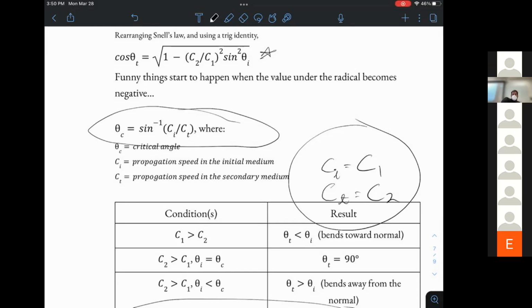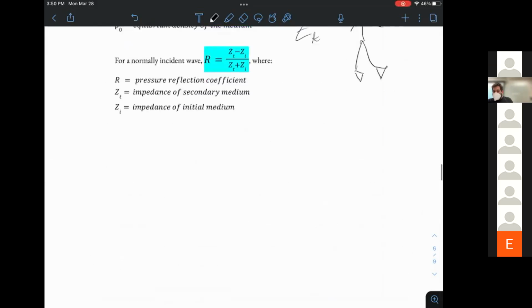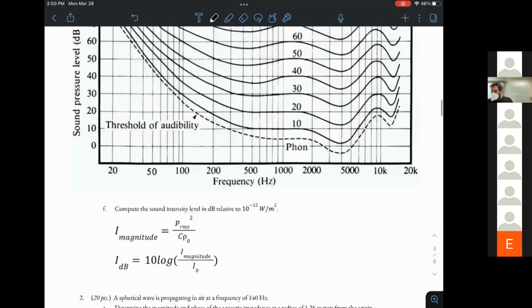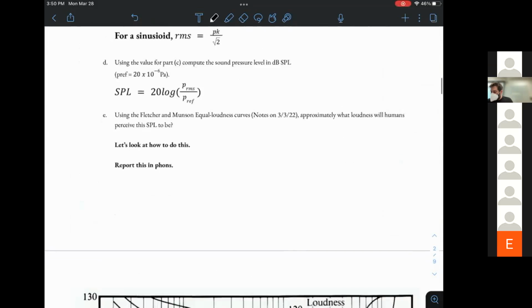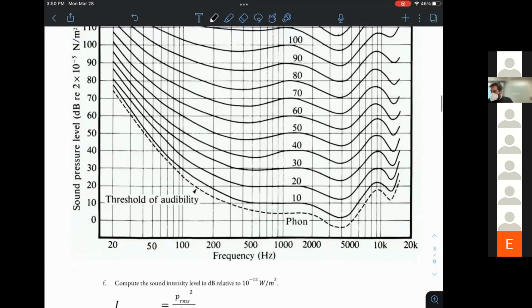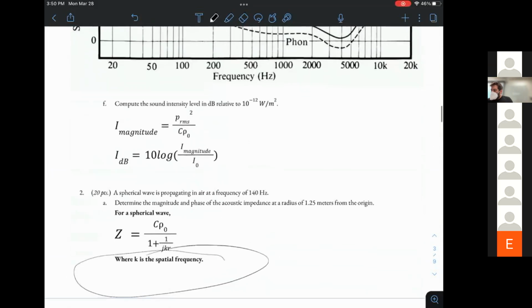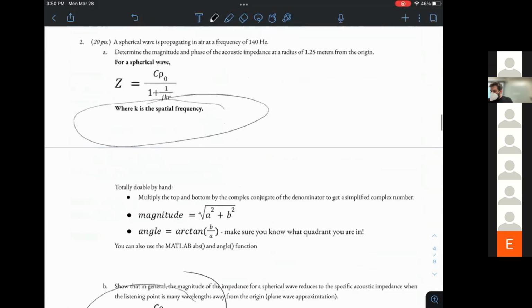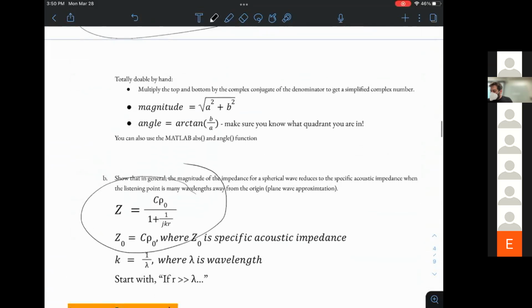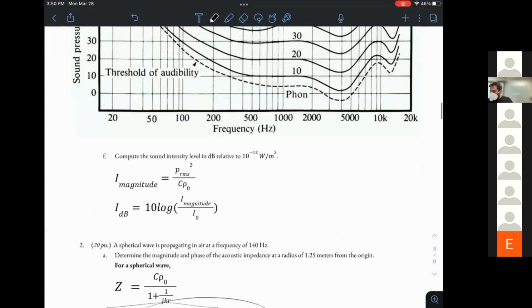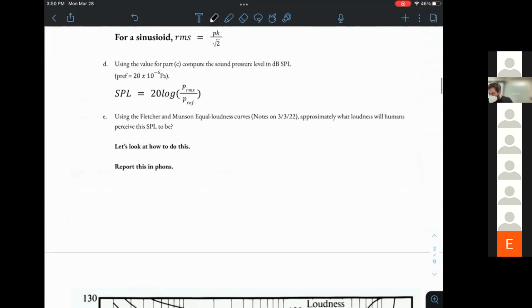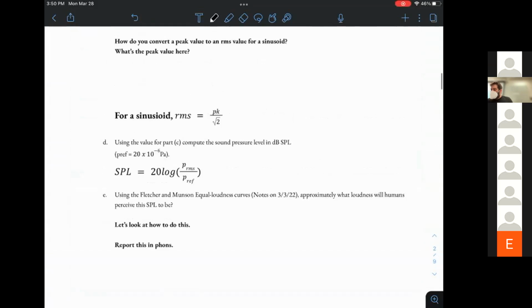You're good for the first question? Yeah. Part D, finding the sound pressure level in dB, we're just using the RMS squared coefficient, right? Sorry, which one again? For part D, question 1, part D. Okay. Yeah, that's right here.